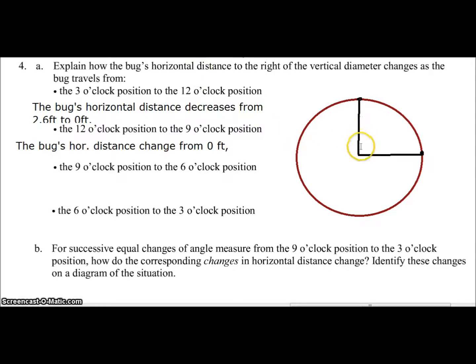But notice if we call positive to the right, then we're going this way, we're negative. So this distance right here, we could say is negative 2.6 feet. So the bug's horizontal distance is changing from 0 feet to negative 2.6 feet, which means that we actually decrease by 2.6 feet.